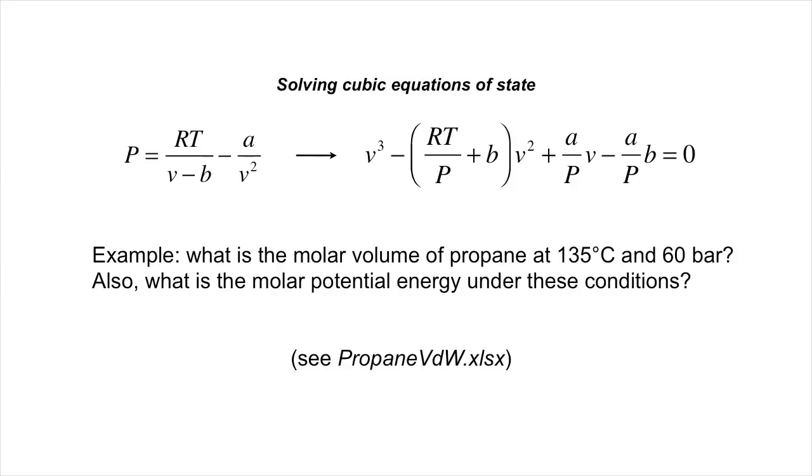As an example, imagine we want to use the Van der Waals equation to model the molar volume of propane gas at high pressure. More specifically, let's calculate the volume at a pressure of 60 bar and a temperature of 135 degrees C. Let's also use the A parameter in the Van der Waals equation to calculate the molar potential energy. To do this, we'll get some help from Excel. I've posted the examples shown here on Canvas if you want to download and follow along.